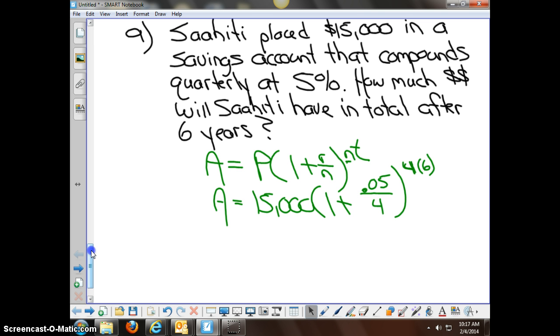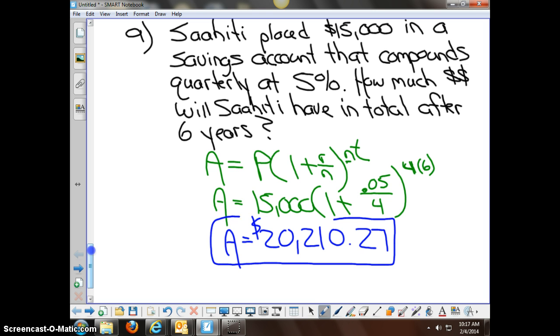And you are getting 1.34735105 on your calculator. And then we're going to multiply that by what, everybody? 15,000, which would be the principal that was put into the account originally by Saahit. Hit the equal button, and you now have an answer of $20,210.27, since 0.26576 rounds to 27 cents. And Saahit now is a lot richer 6 years later than she was when she invested the original 15,000.